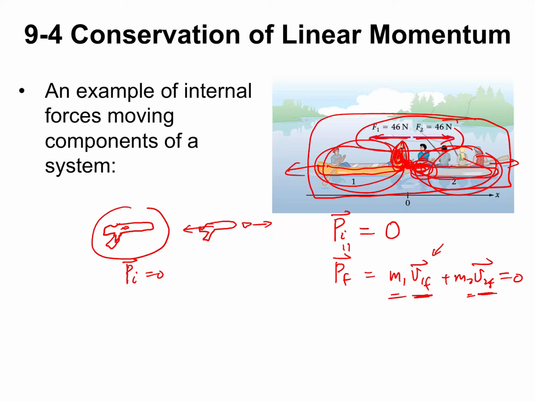So the final momentum is also equal to 0. Final momentum means the momentum of the bullet plus the momentum of the gun added together equal 0. So the gun must move in this direction. Actually, it's not only the gun. You and the gun move in this direction because you pull the trigger. The gun moves that way, the bullet moves that way, so you add all the momentum together and it equals 0.